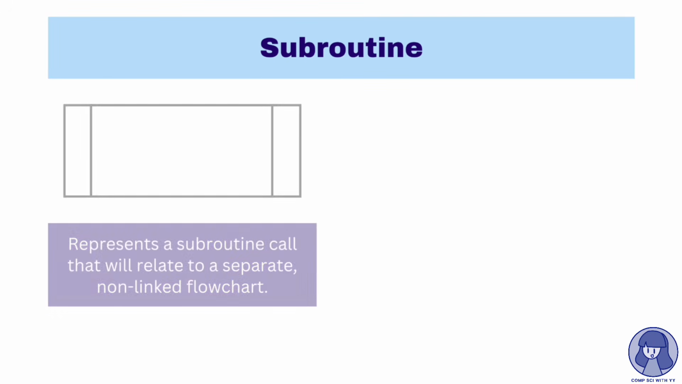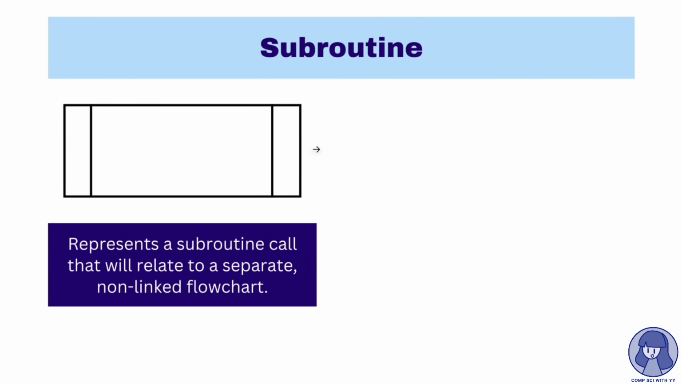Next is the symbol for subroutines. So it looks kind of like the process, except that there are 2 lines here. So this represents a call to a subroutine, but the steps of this subroutine is inside of a separate flowchart.